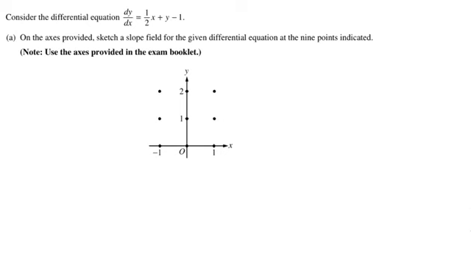Okay, next we have a free response question. And this one is from 2007 Form B. And that would be something you could find in your free response packet. Okay, so this is a really typical slope field question. On the axes provided, sketch a slope field for the given differential equation at the 9 indicated points.